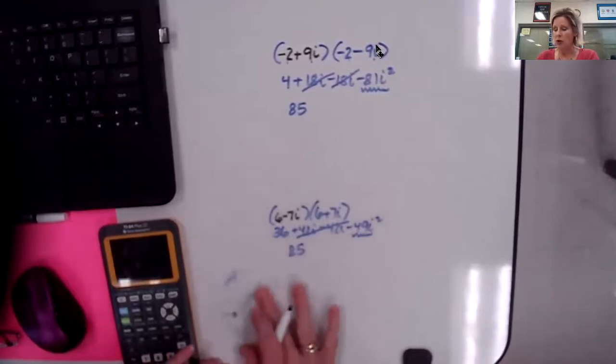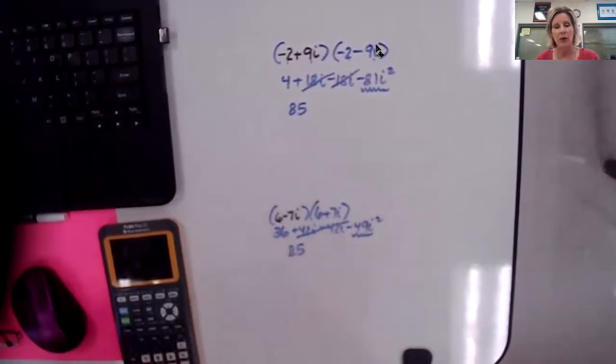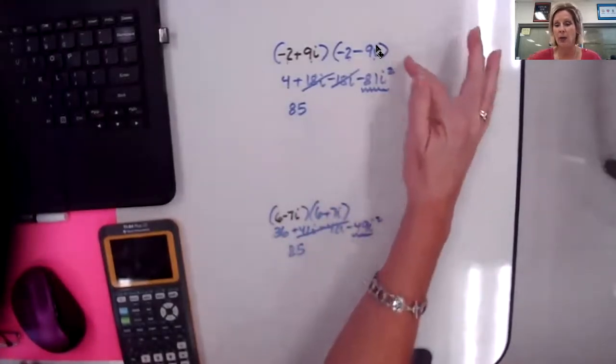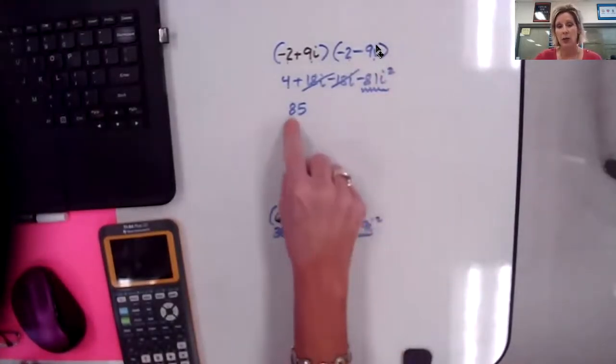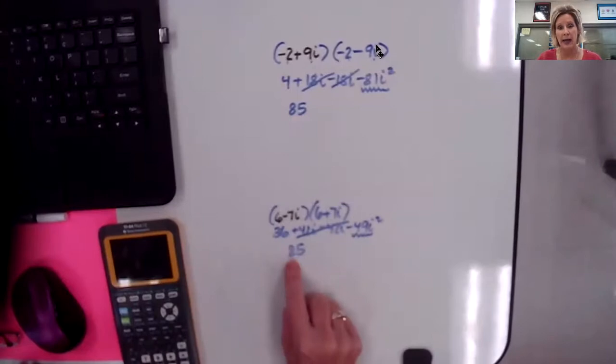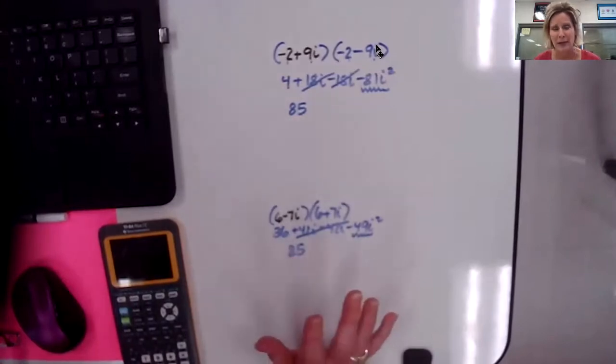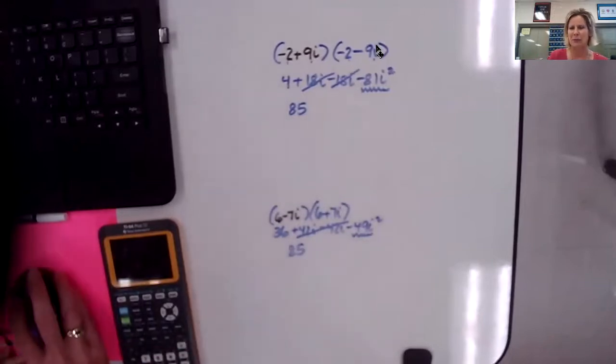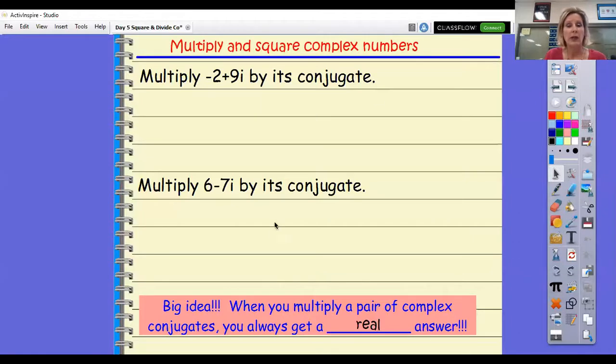So what I want to show you is that there's a pattern. Whenever you multiply a pair of conjugates by each other, your answer is one nice, neat, real number. It's not always 85. That is a complete coincidence. So you'll see some that aren't. So again, the big idea I want you to take here is if you multiply a pair of complex conjugates, you get a real answer. It doesn't have to be 85.